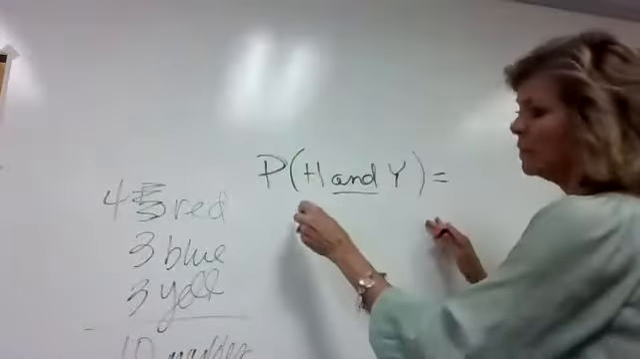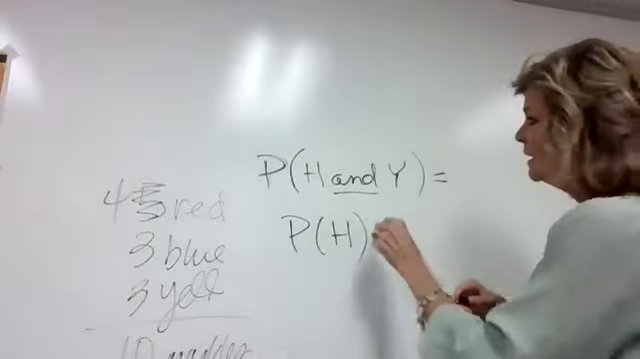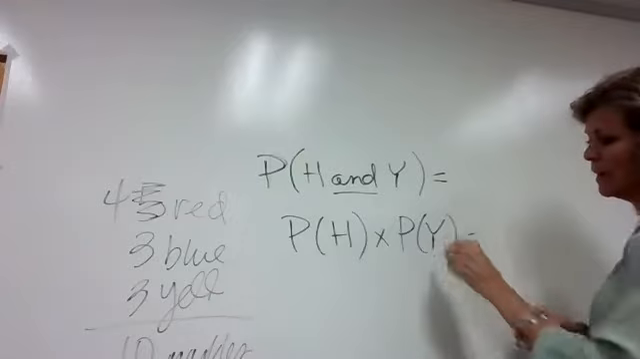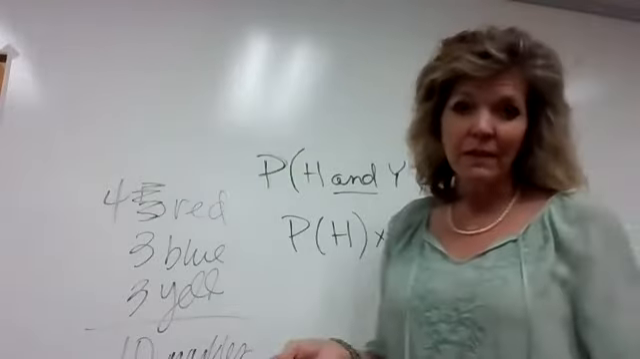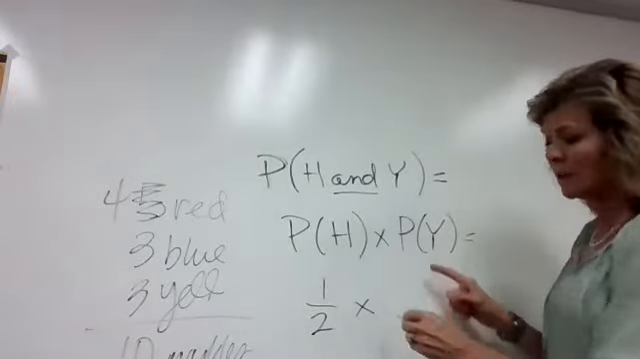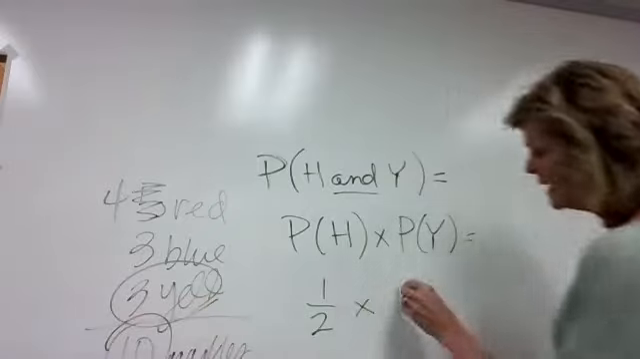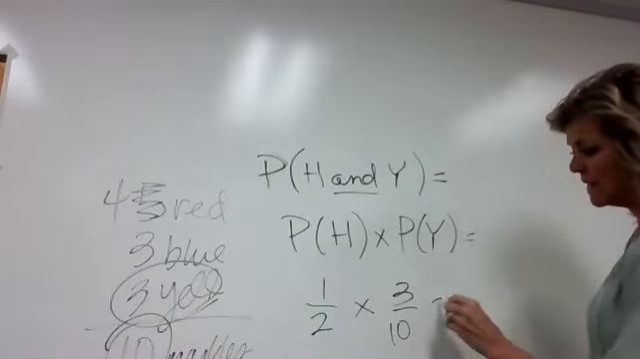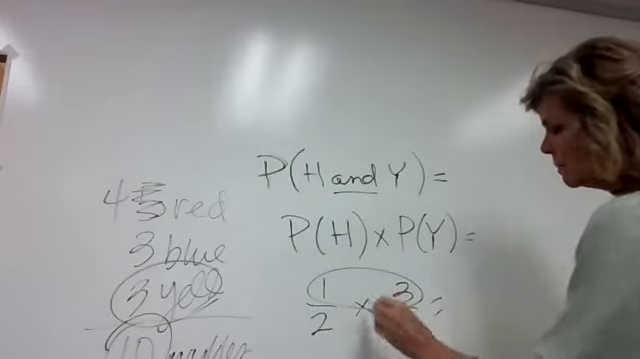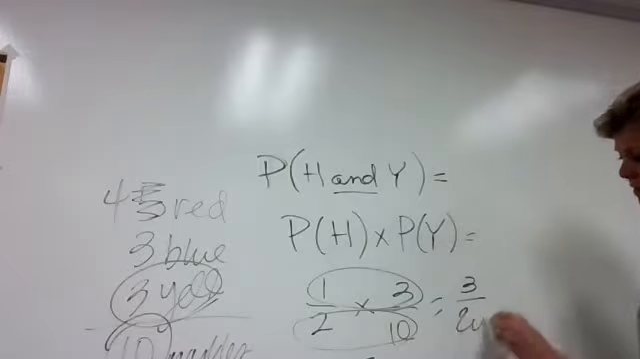So looking here, I'm going to take the probability of the first one and multiply it times the probability of the second one, which is drawing a yellow. Then I start filling in the blanks. The probability of landing on heads is 1 out of 2. The probability of drawing a yellow, well, I've got 3 yellows out of the 10. So that's 3 out of 10. Multiply the top times the top and the bottom times the bottom in our fractions.